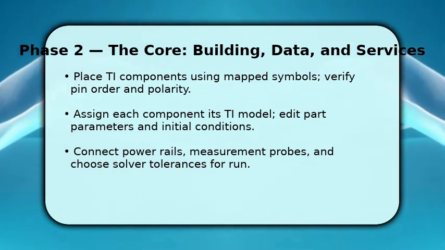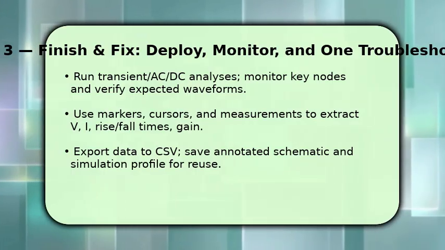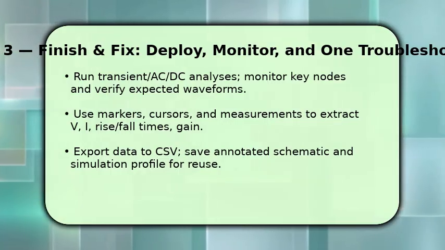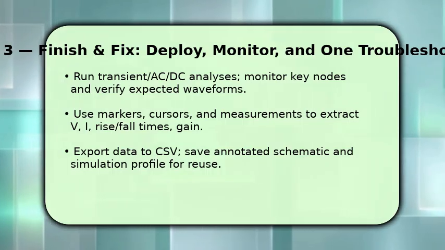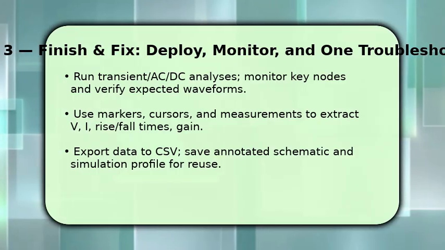You execute the simulation and watch critical nodes. Start with a short transient to validate connectivity, then run full AC or parametric sweeps to characterize response. Use cursors and built-in measurements to capture voltages, currents, gain, and timing. This shows why the circuit behaves as it does.